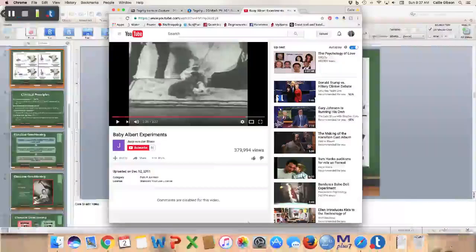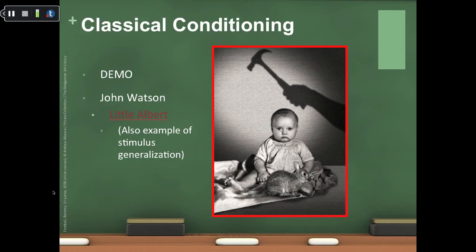So like I said, this is one of the reasons why Watson is controversial. So Watson and his graduate student, Rosalie Rayner, took this child who had previously had no fear of white rats or rabbits or anything white and fuzzy, and conditioned him by striking a steel bar with a hammer over and over again whenever he was presented with a white rat. And he developed a fear of the white rat and generally anything fuzzy or anything that resembled a rat. This is known as stimulus generalization. His fear was generalized to things that resembled the white rat.